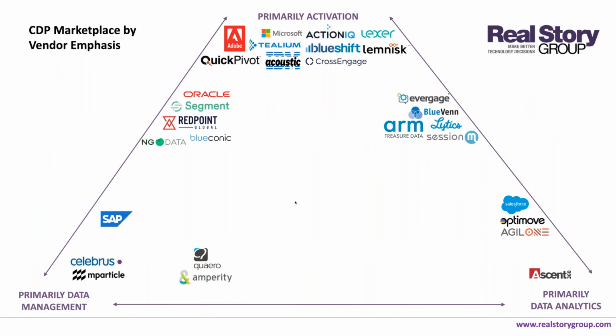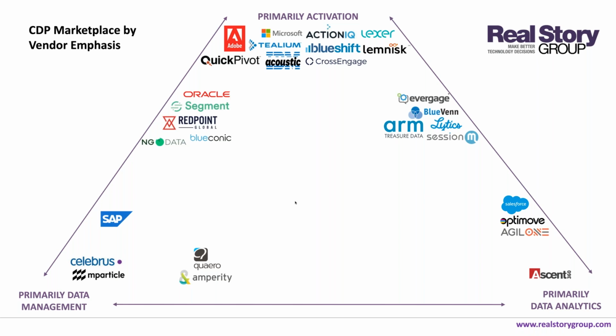You can kind of group these, though, into 3 clusters. So those that are primarily related to activation, those that are primarily related to data management in the lower left, and then those that are primarily related to data analytics in the lower right. And so one way we've grouped these vendors is, what is their overall emphasis? And so this is another way of thinking about vendors that may or may not target your use case.